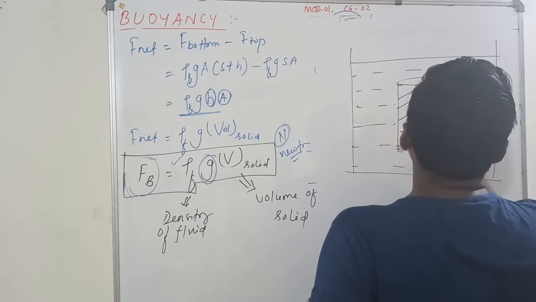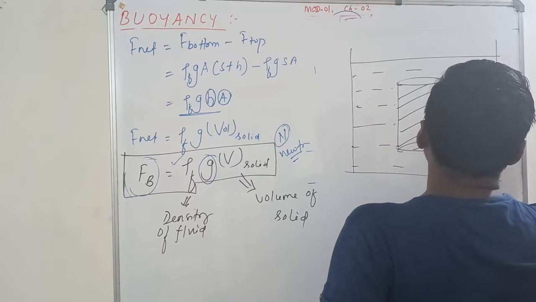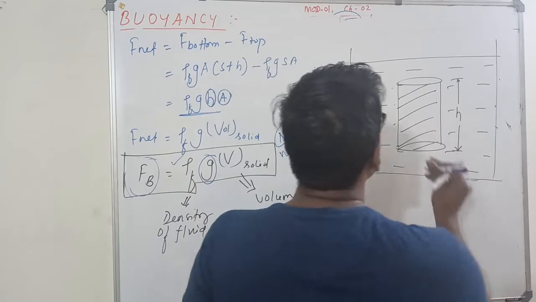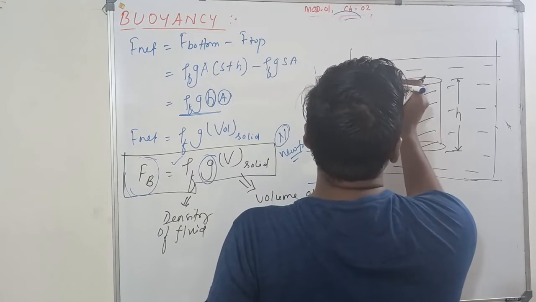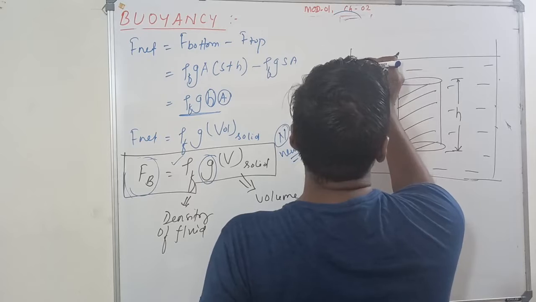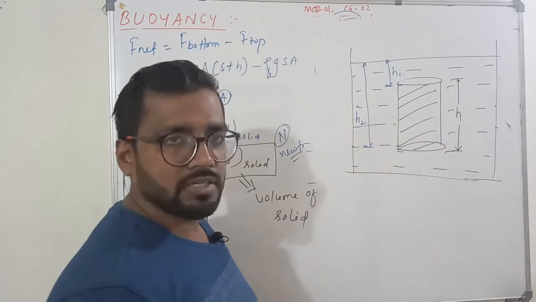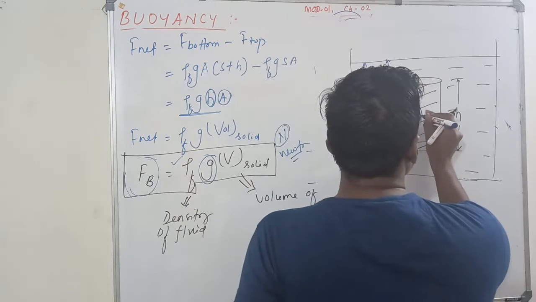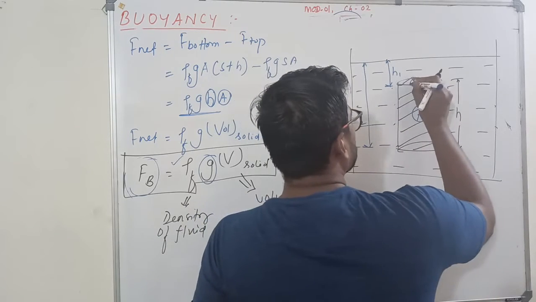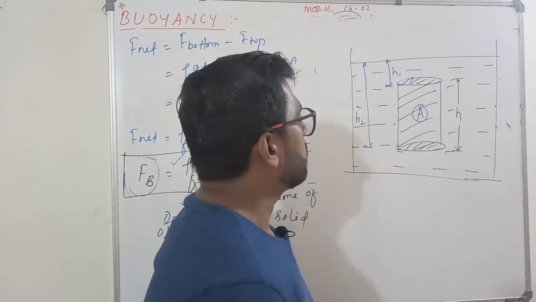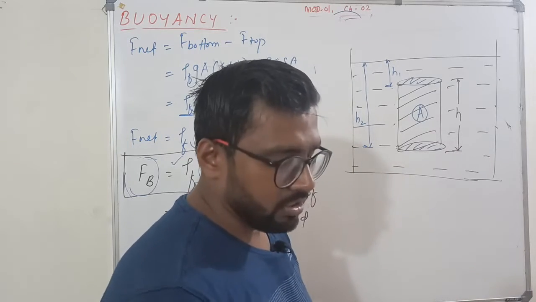Now the height here is h. The height of the cylinder is h. Let us say the top of the cylinder is at a depth of h1 from the surface and the bottom portion is at a depth of h2 from the surface. The cylinder has an area of A. Top area is also A, bottom area is also A. Got it.